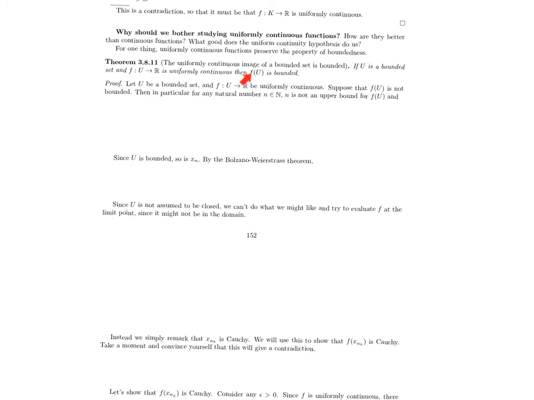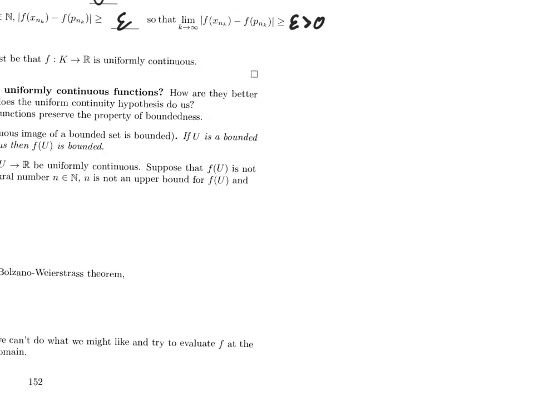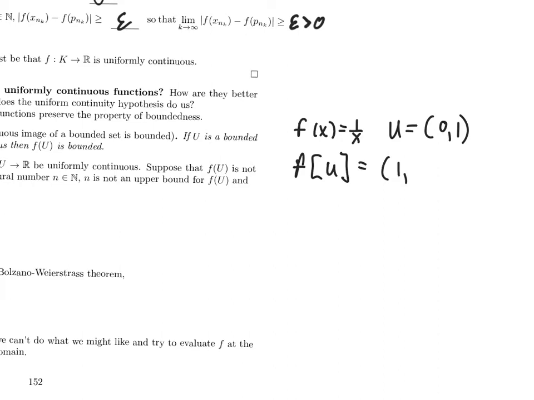Uniformly continuous functions preserve bounded sets. If U is a bounded set, and f is uniformly continuous on U, then f of U is bounded. And notice that's absolutely different from the behavior we've seen about continuous functions. If you take f of x equal to 1 over x, and U equal to (0, 1), then f of U is (1, infinity), which is not bounded. So continuous functions need not preserve boundedness of sets.